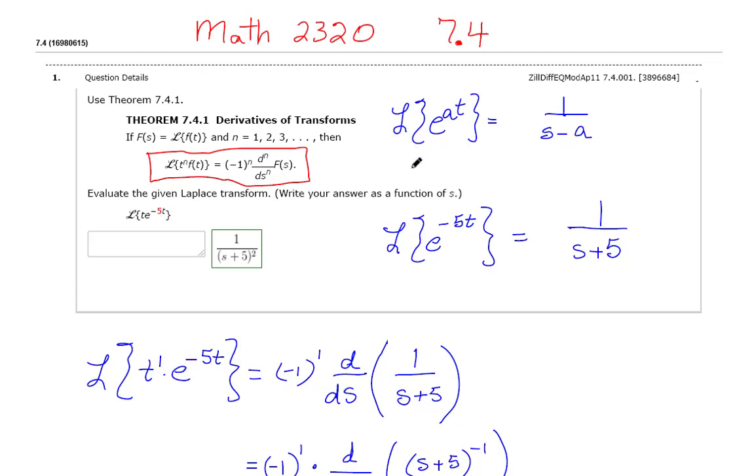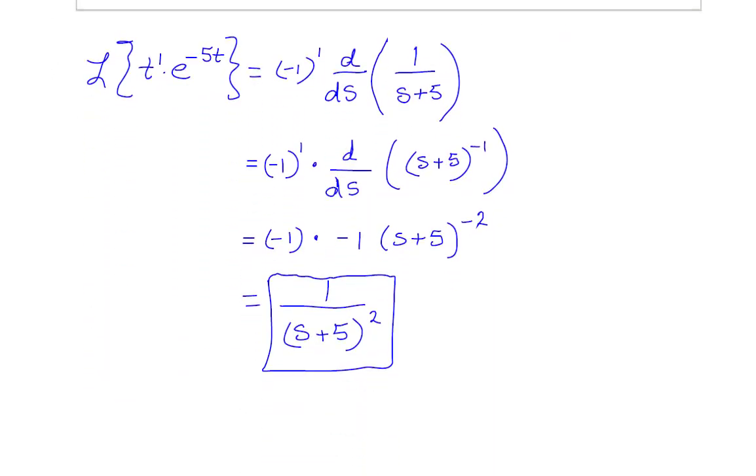The Laplace transform of e to the at is 1 over s minus a. So the Laplace transform of e to the minus 5t is 1 over s minus a, minus 5, which is s plus 5. So for t to the 1, that means I'm going to have minus 1 to the first power, and I've got the derivative of the Laplace transform of e to the minus 5t.